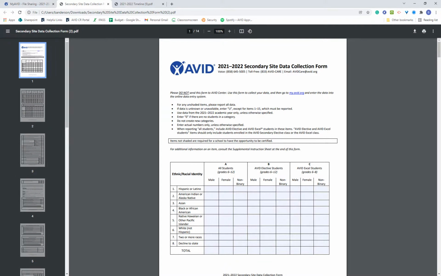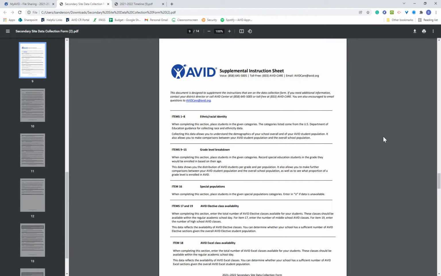If no students are in a category, you can enter a 0 and use actual numbers. I think this last bullet is really important: when we're talking about all students, we want to include our elective students and Excel students in that number so that we can then pull them out and look at the number of elective students as a portion of the population. I encourage you to look at this, as well as, starting on page 9 of this PDF, the supplemental instruction sheets that talk about each one of the data pieces so that you have some additional guidance. If you're struggling, the supplemental instructional data should be able to assist you in completing this.